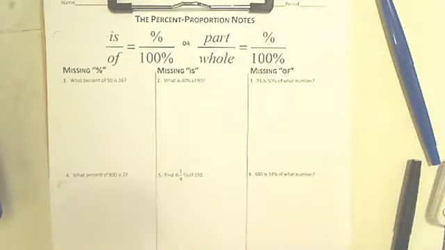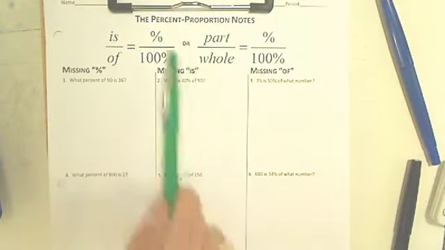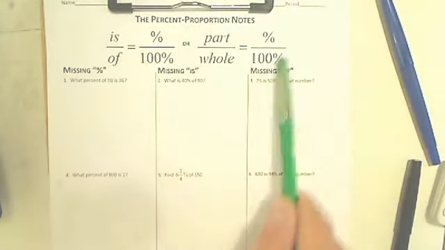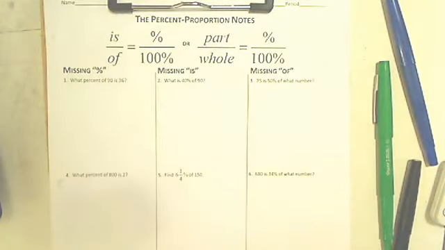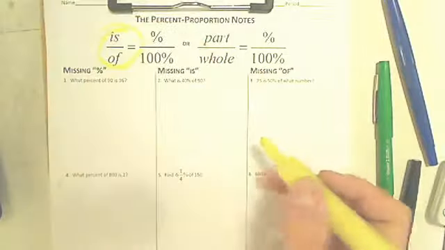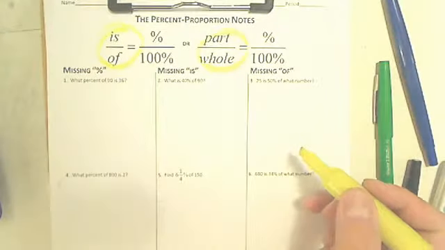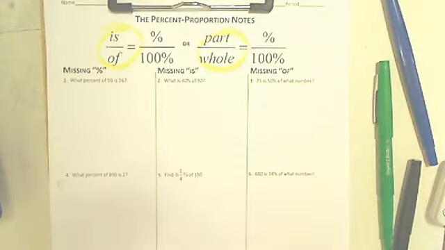Now, I created this. I used to have students take their own notes on this part, and it was confusing because they had too many things to write down. But I decided to consolidate so that you have the notes on top here. Some of you know this as is over of. Some of you know it as part over whole. Regardless, it's the same setup.